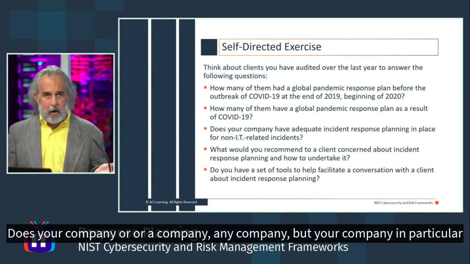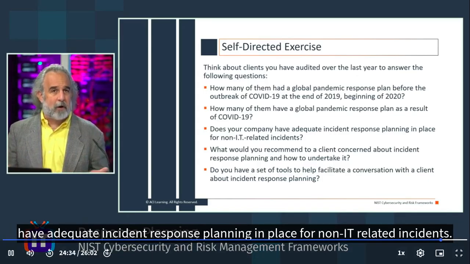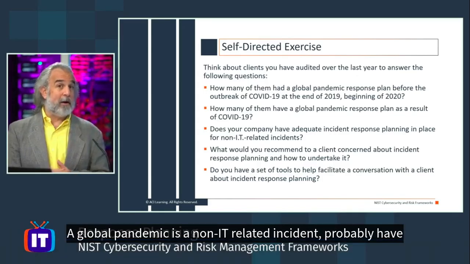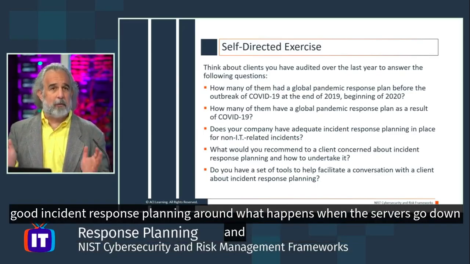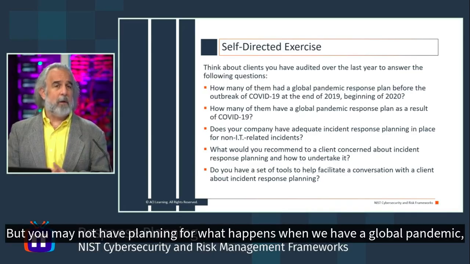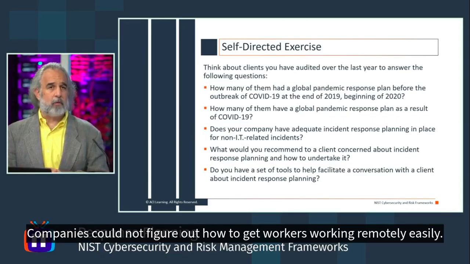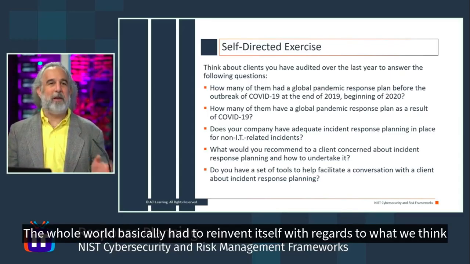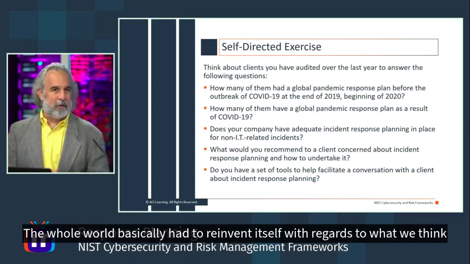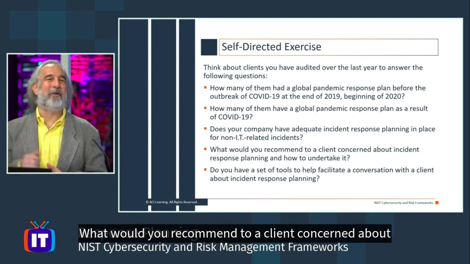Does your company, or any company, but your company in particular, have adequate incident response planning in place for non-IT related incidents? A global pandemic is a non-IT related incident. You probably have good incident response planning around what happens when the servers go down and you have to restore them. But you may not have planning for what happens when we have a global pandemic. And evidence has shown that we were not prepared. Companies could not figure out how to get workers working remotely easily. We could not train students remotely easily. The whole world basically had to reinvent itself with regards to what we think of as normal. And that requires some thoughtful planning in order to accomplish.